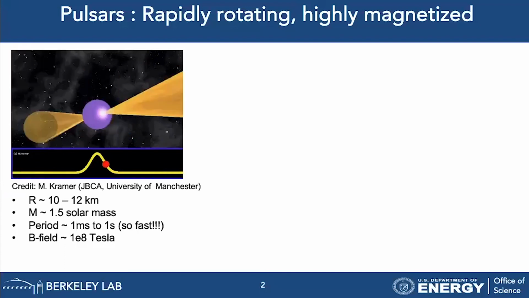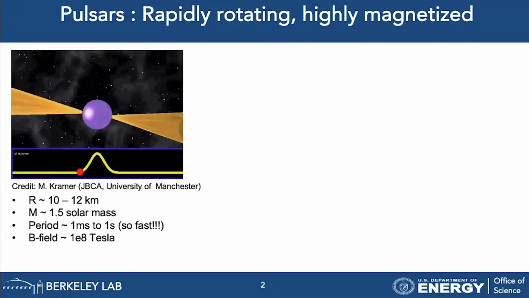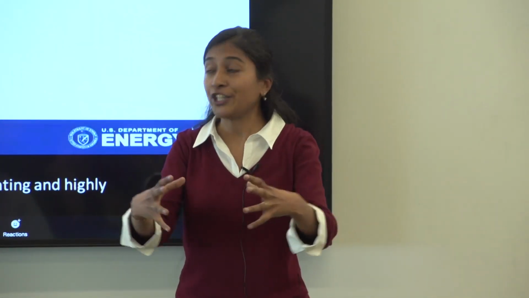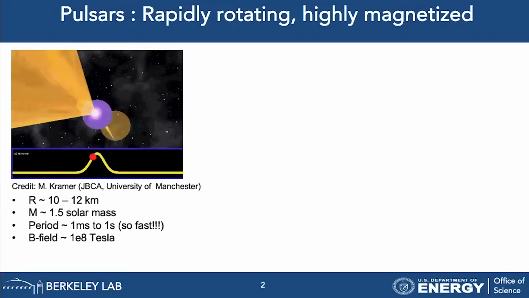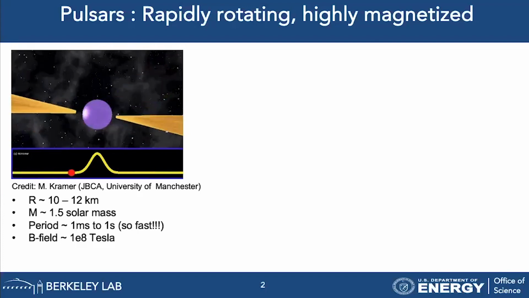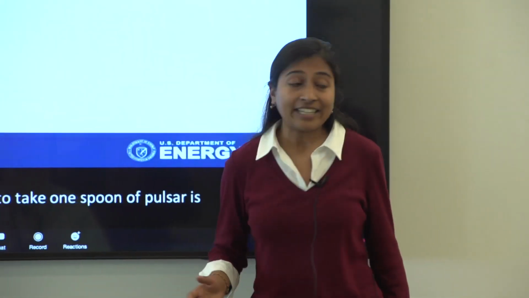Pulsars are rapidly rotating neutron stars that were born after supernovae, and they are rapidly rotating and highly magnetized. After the core collapse, the radius is reduced to about 10 to 12 kilometers. That's the distance from here to Oakland. The mass is 1.5 times the solar mass. If we were to take one spoon of pulsar, it would weigh as much as Mount Everest. Its period is about 1 millisecond to 1 second. It rotates about 700 times per second.